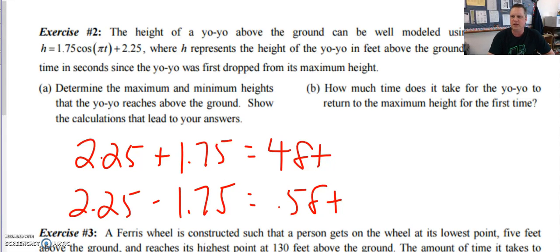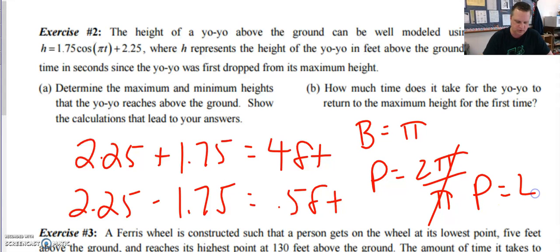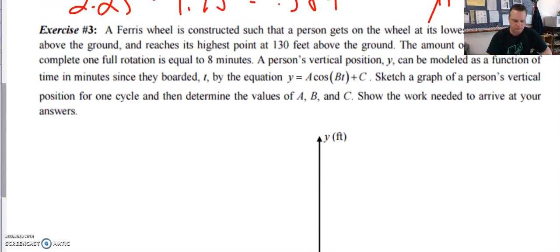How much time does it take for the yo-yo to return to its maximum height? So that's where we're talking about the b term. So the b is pi. So the period is 2 pi over b, which the period is just 2. So talking about seconds, so it's 2 seconds. So that's just application of your formulas.